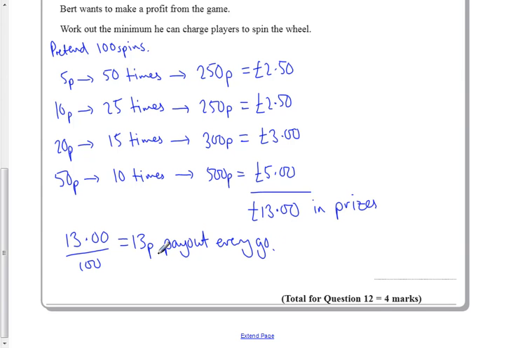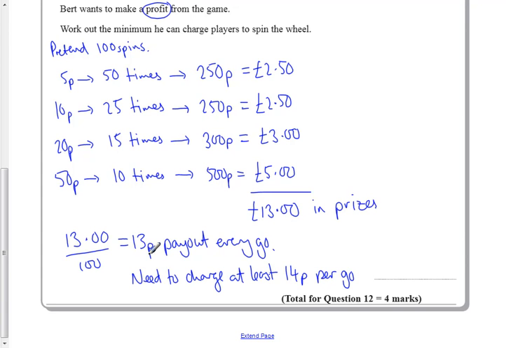every go. So if you have to pay out £13 in prizes for your 100 spins, that's 13p a go. That will make you break exactly even, but you want to make a profit. So if you expect to pay out 13p every go, then you need to charge at least 14 pence per go, because it's going to cost you £13 in prizes if you do 100 times, so you're going to have to pay out 13p every go in costs.